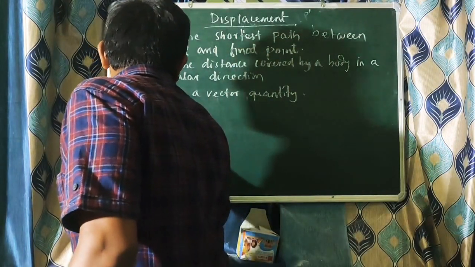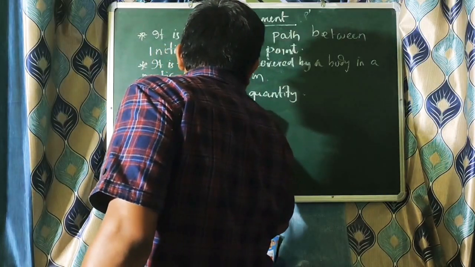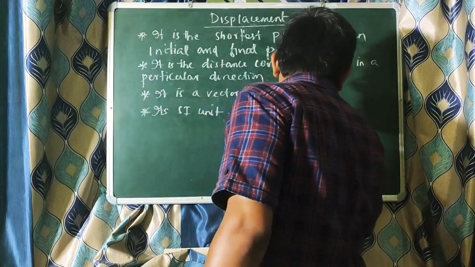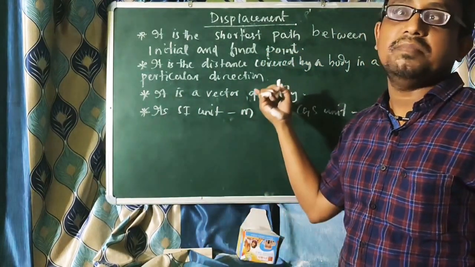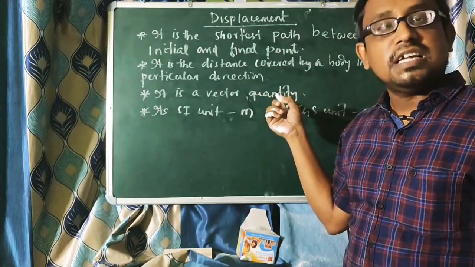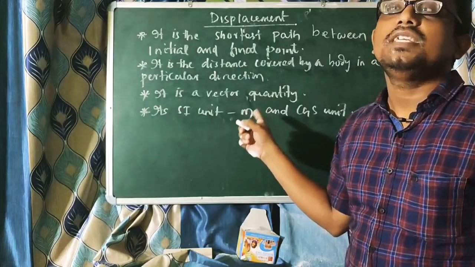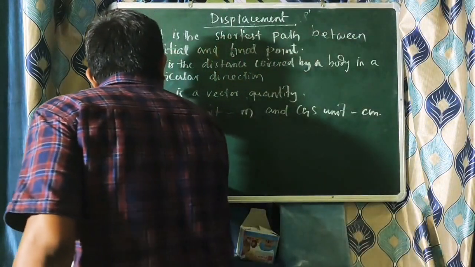Its SI unit is meter and CGS unit is centimeter. Distance and displacement are the same in unit, but distance is not associated with any sort of direction, while displacement is associated with a certain direction. Clear?